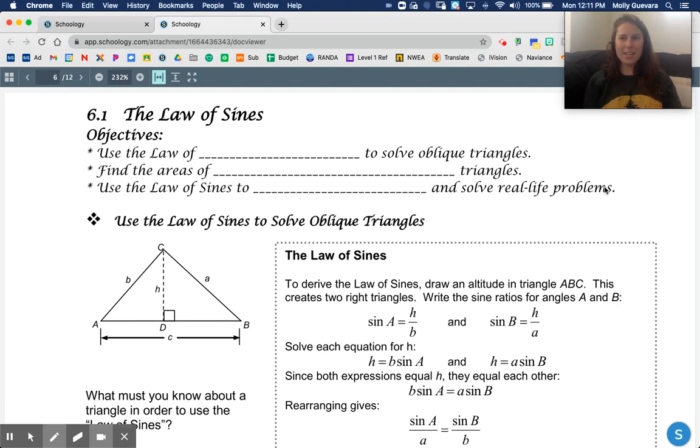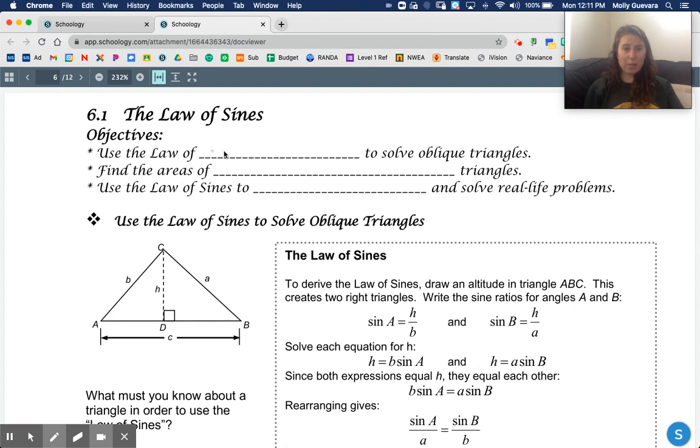Hello, welcome back. We're going to do lesson 6.1 today, which is all about the law of sines. You guys have used the law of sines before in geometry and also maybe in algebra too. So hopefully it's not super new, but maybe the applications that we're using it for will be new today.